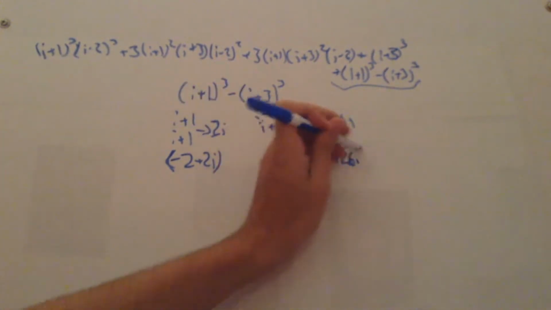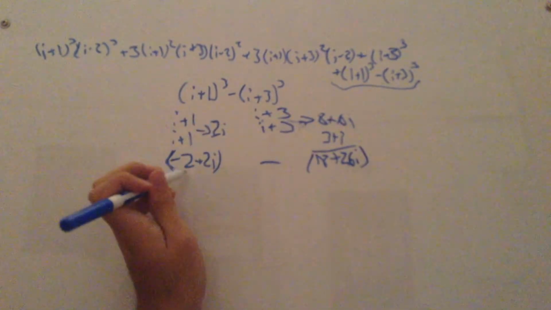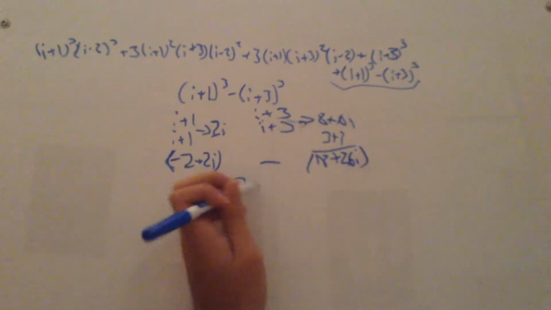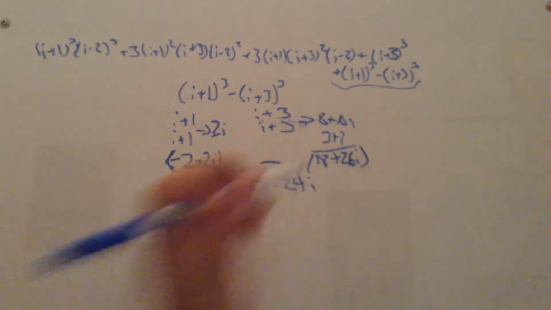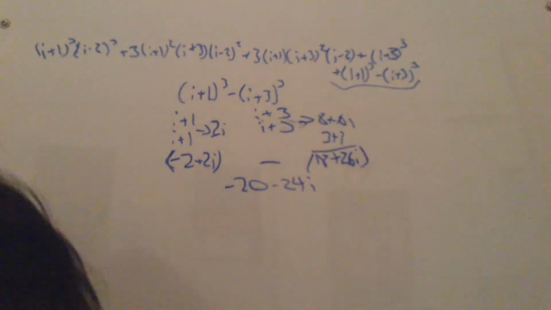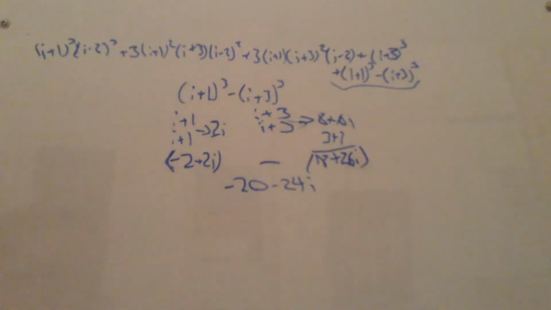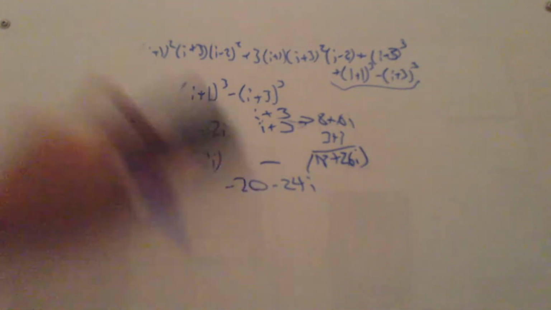So you've got this minus this. So negative 2 minus 18 is negative 20. 2i minus 26i is negative 24i. And that is the answer we're looking for. So I did it right this time. Yay me! And we finished in just under 4 minutes.